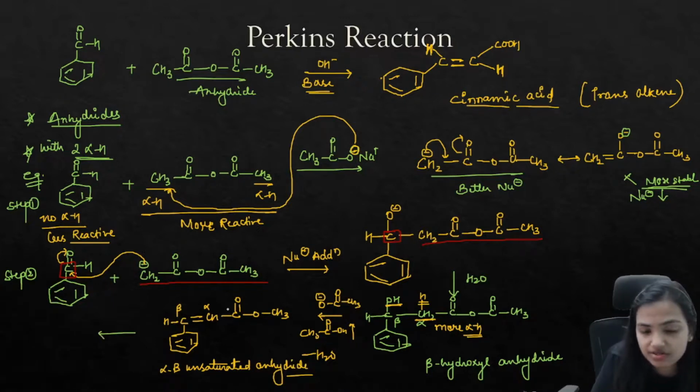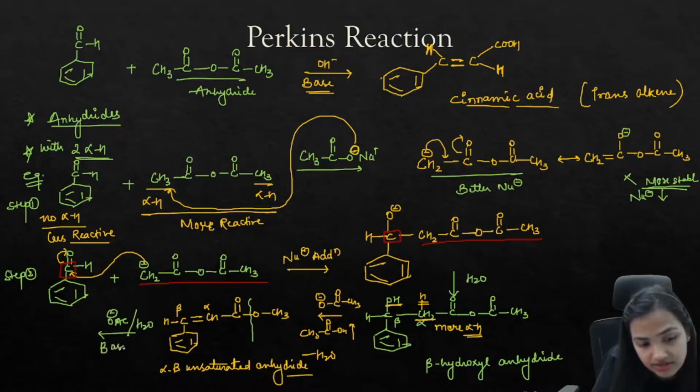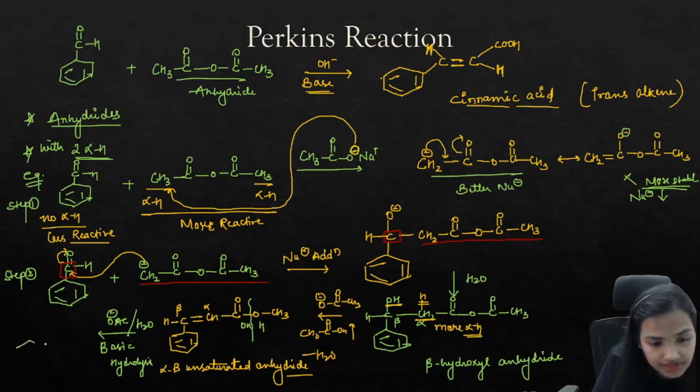So in the presence of water, in the presence of a base, we can do the basic hydrolysis. In the presence of OAc negative and the water, we can do the basic hydrolysis. And if the basic hydrolysis has to occur, this part will be broken, OH will go there, H will go there. Ultimately, we will be getting the cinnamic system.